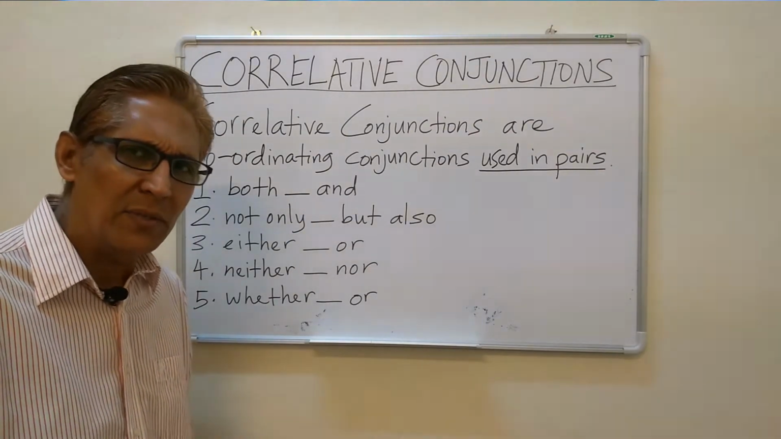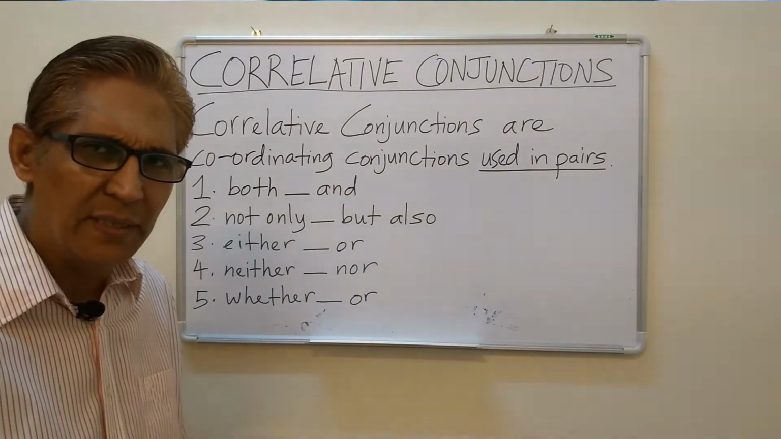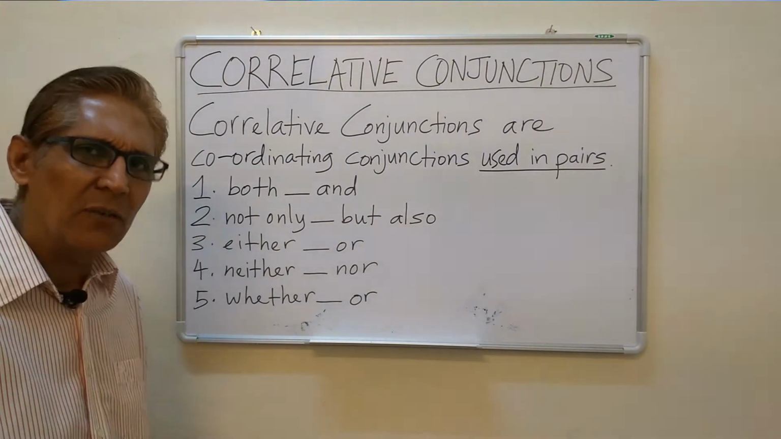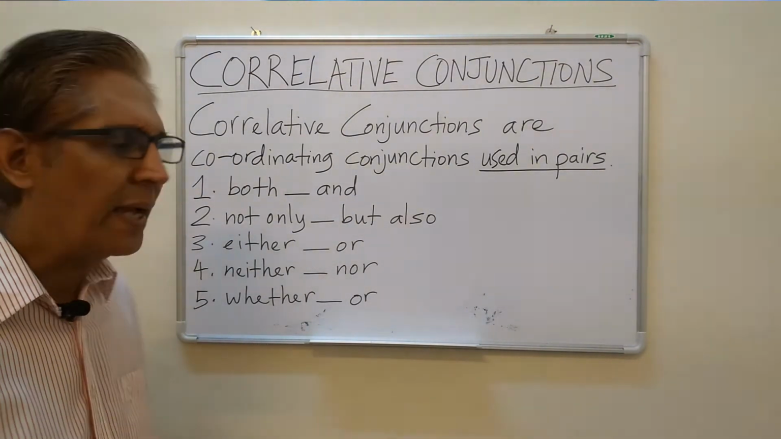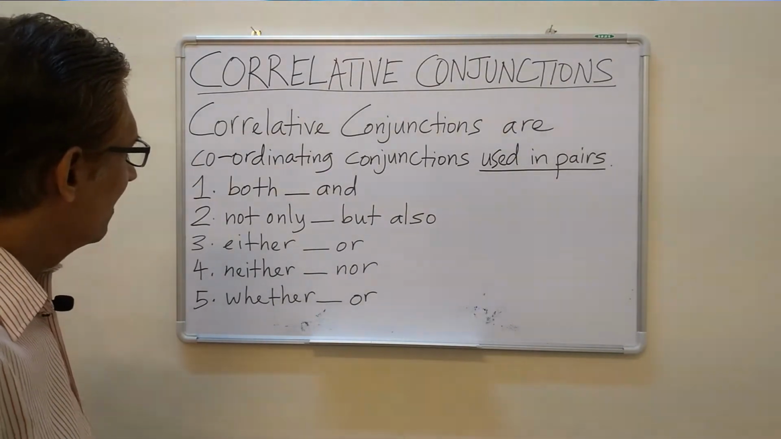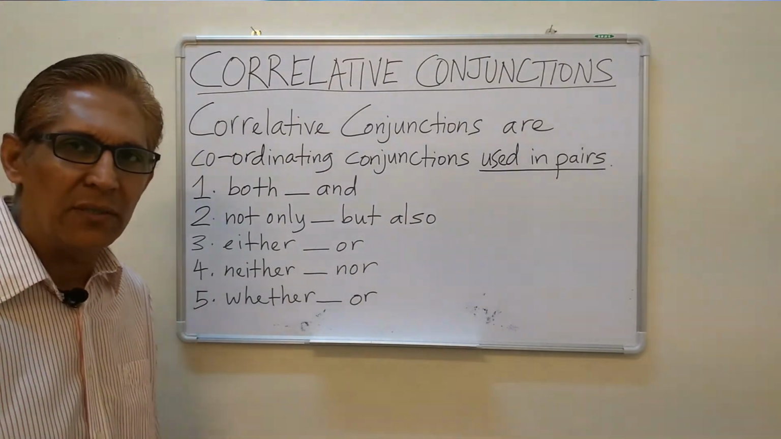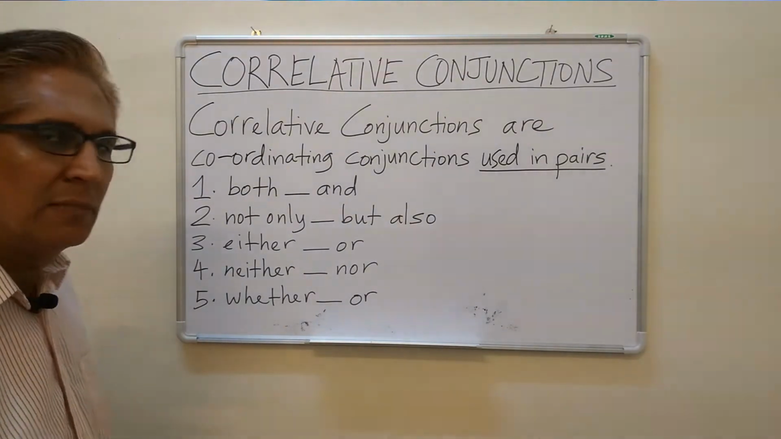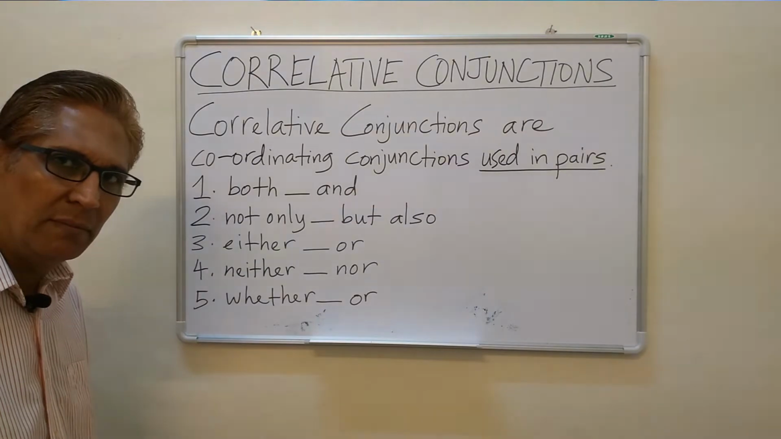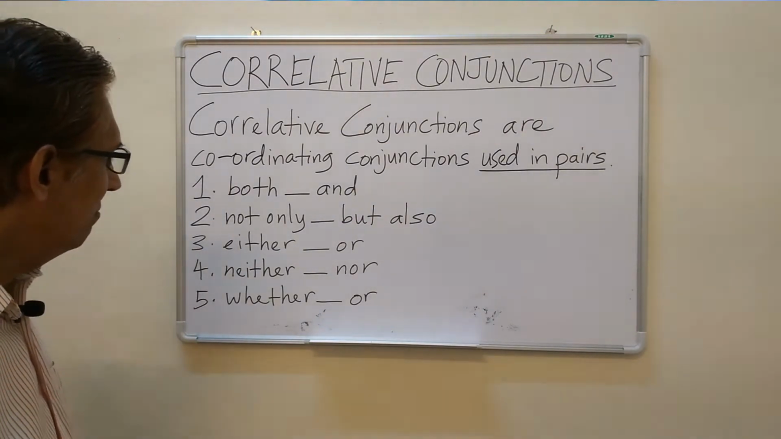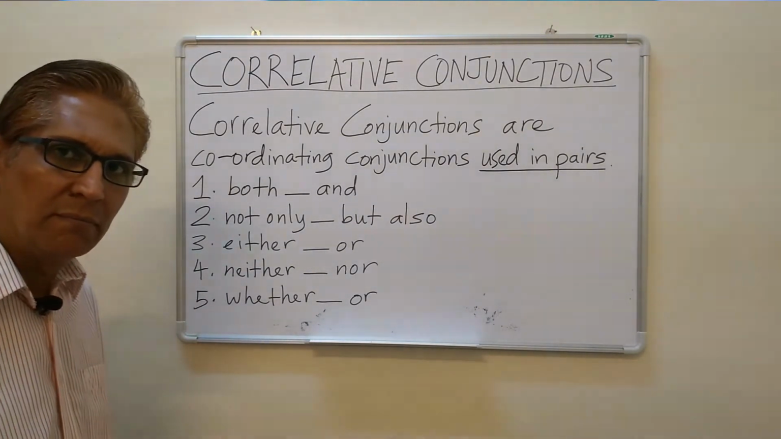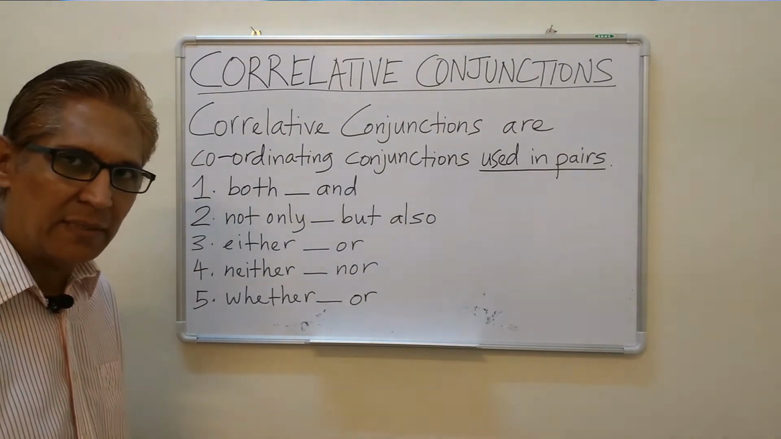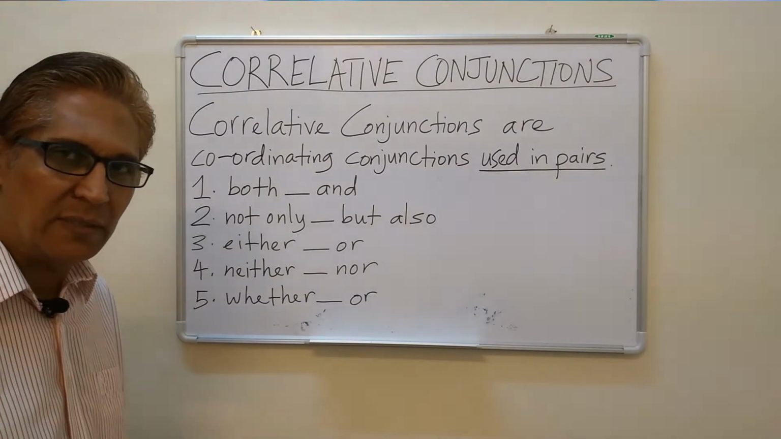In this video, I'll be talking about correlative conjunctions. What are correlative conjunctions? Correlative conjunctions are coordinating conjunctions used in pairs. The 5 most commonly used correlative conjunctions are listed on the board, and they are: both and, not only but also, either or, neither nor, and whether or. In this video, I'll be discussing these correlative conjunctions in depth.